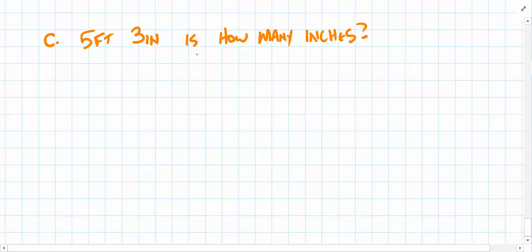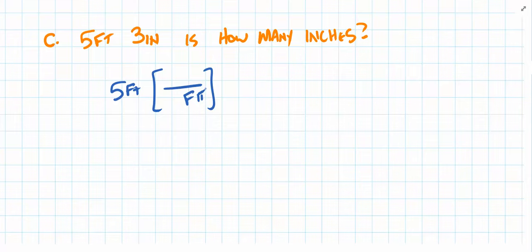All right, well, look, I've got 5 feet, right? And I need a conversion factor, and I want to have feet on the bottom, and I'm going to be left with inches. So what do I know? What converts inches and feet? What's an equal? Yeah, I know that 12 inches is the same thing as 1 foot.